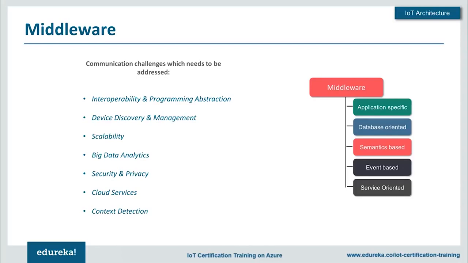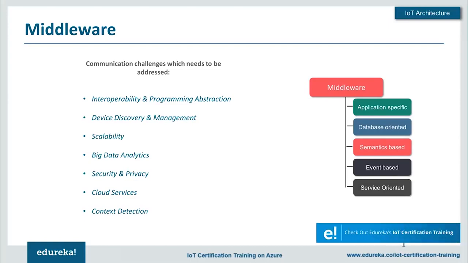Usually, when I use a highly capable middleware, it also lets me perform big data analytics and implement security and privacy. This in turn usually helps me communicate with cloud computing and also with context detection.